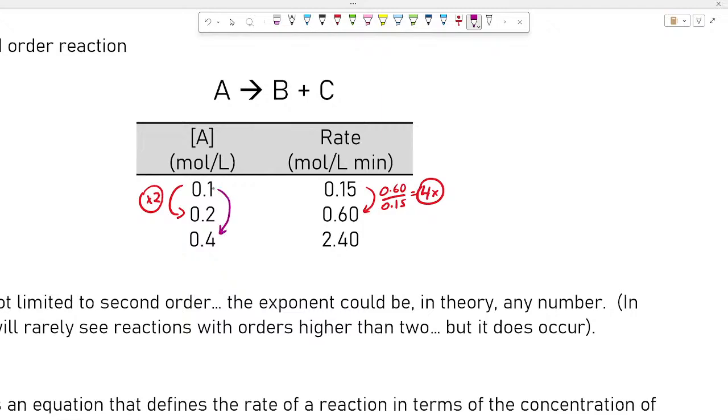What did we multiply the concentration by here? 4. We multiplied the concentration by 4. Now let's see what happens here. Oh my God, that's way bigger. What is 2.4 divided by 0.15?